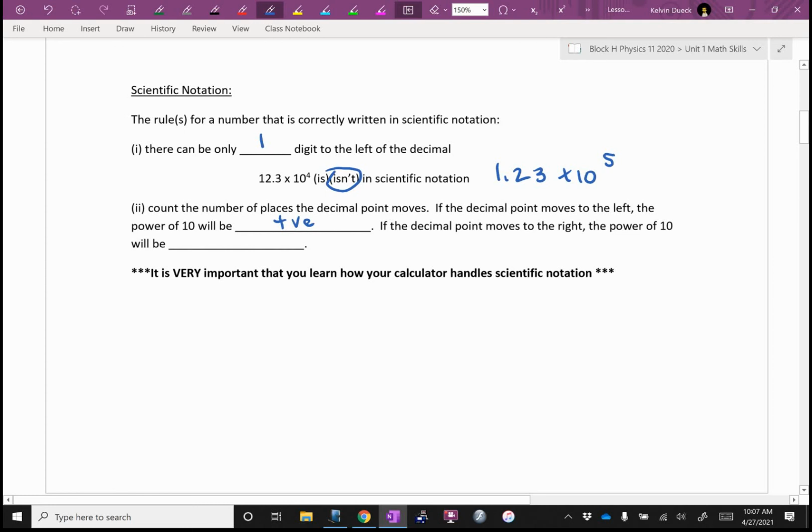If the decimal point moves to the right, because we're doing small numbers, then the power of 10 will be, and there's my abbrev for negative.